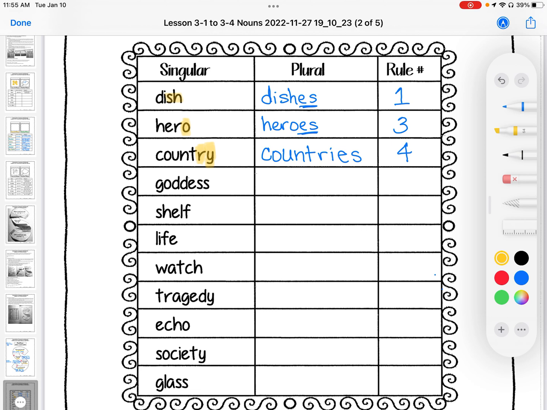Goddesses. Goddess ends with an S. To make goddess plural, I add ES because that's what rule 1 tells me.